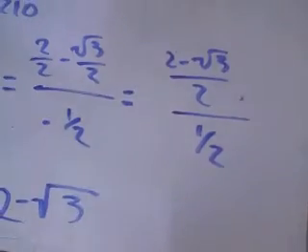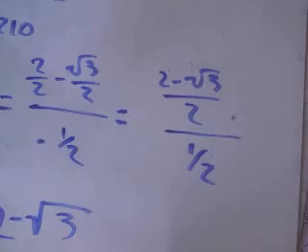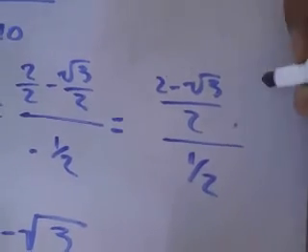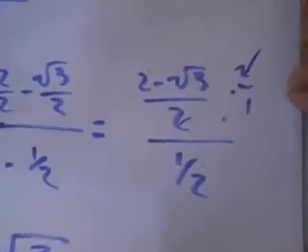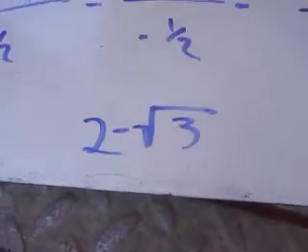And as we know, whenever we're dividing by another fraction, we use the reciprocal, which ends up multiplying by 2 over 1. The 2's cancel, so we end up with 2 minus radical 3.